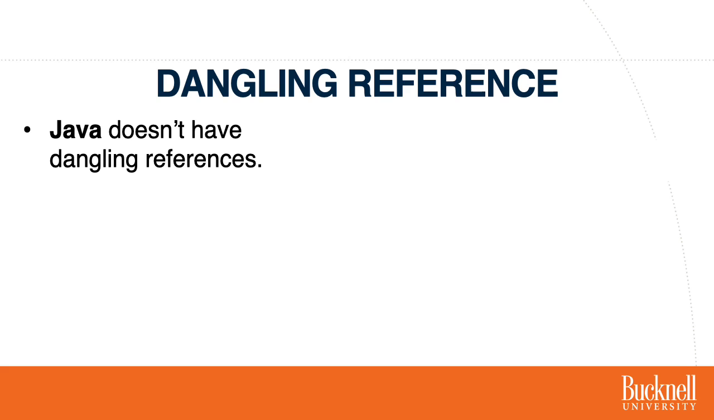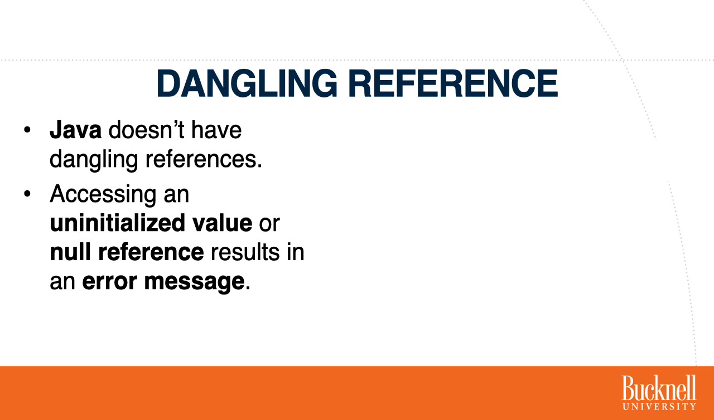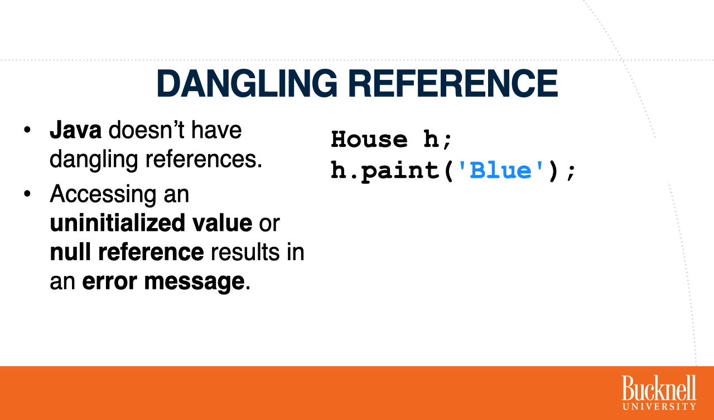Java is a lot safer than C++ because it doesn't have dangling references. In Java, if you try to access an uninitialized value or null reference, instead of grabbing some random piece of memory, you just get an error message. In this example here, we create a house called H, but we haven't actually made the house object. We've just created a variable called H. We try painting it blue. This will cause an error. Java will pick up on this and won't let you do it.